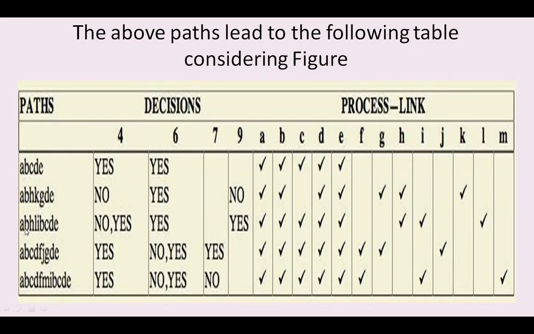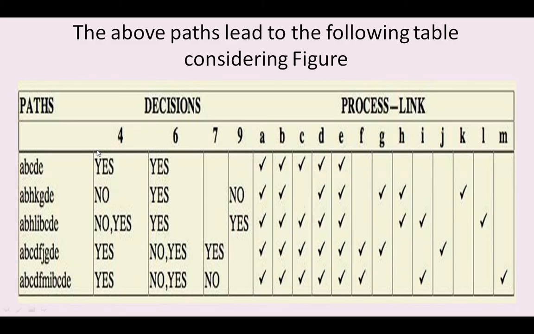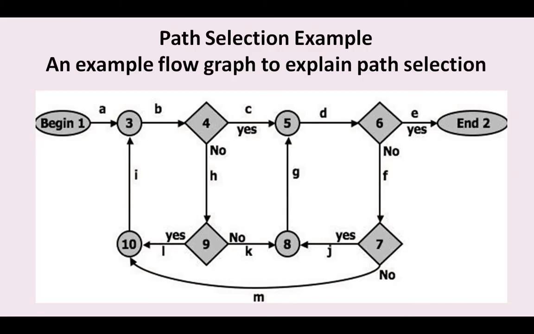How many nodes are we covering here? A, B, C, D, E, F, H, I, L. Okay, so like that. Next, coming to the path: A, B, C, D, F, J, G, D, E.